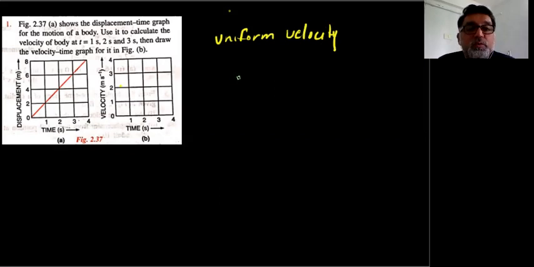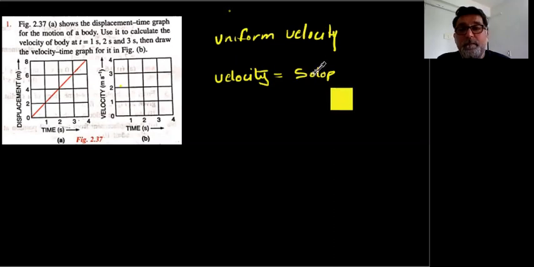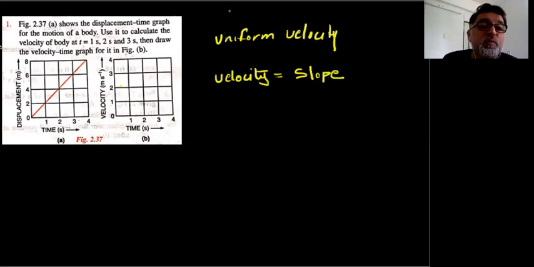So now what we need to do is to find the velocity from a displacement time graph. We have to find the slope of the line. In order to find the slope of the line, we need to take 2 points on the graph. Let's say this is my point P1 and this is my point P2.